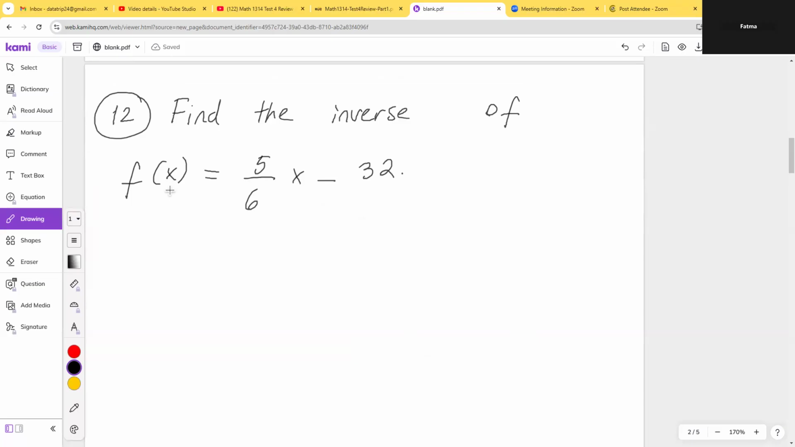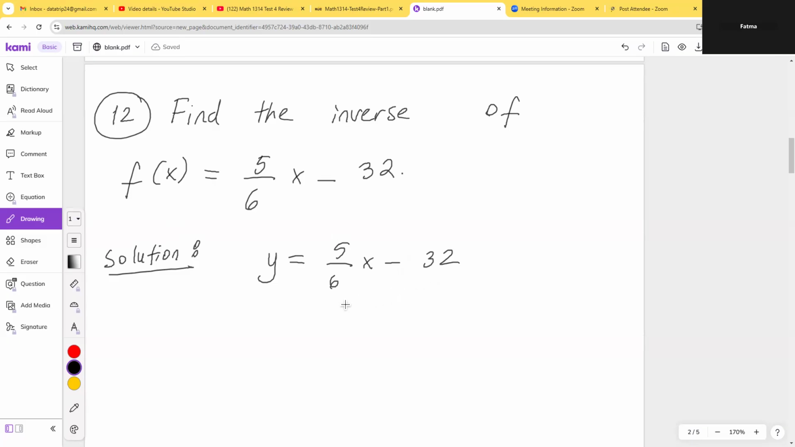Do I drop the f of x? Instead of f of x, what am I supposed to write? f of x will be dropped, and instead of f of x, I'm going to write y. So we're going to rewrite the problem as y is equal to 5 over 6x minus 32. That's step number 1.